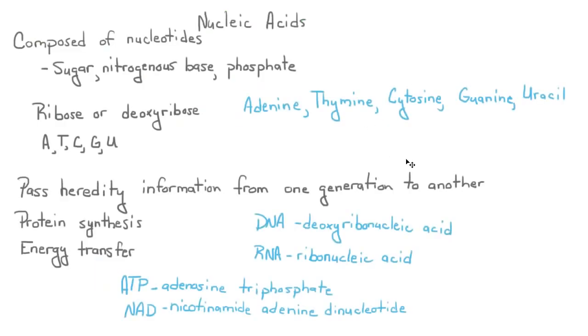The last class of organic compounds are nucleic acids. These are composed of nucleotides, which consist of a sugar, a nitrogenous base, and a phosphate. The sugar is going to be either ribose or deoxyribose, which are 5-carbon sugars. I'll talk about the differences between those whenever I go into genetics later. But the 5 bases are adenine, thymine, cytosine, guanine, and uracil.